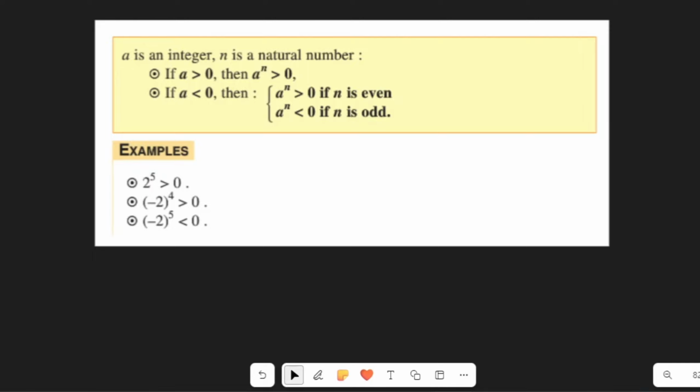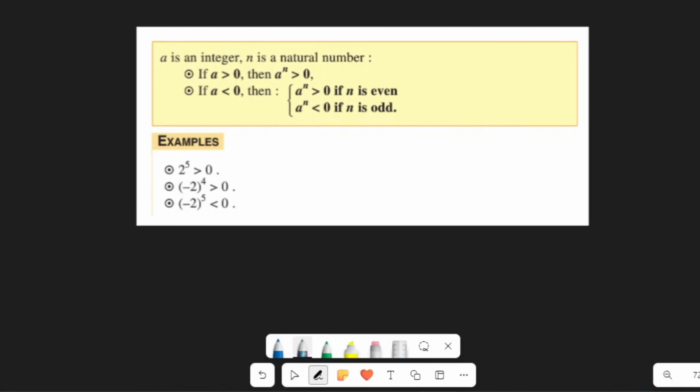Finally, let's look at negative 2 to the power 5. First, look at the base, negative 2. Negative 2 is less than 0. Then 5, which is the exponent, is an odd number. Therefore, negative 2 to the power 5 is going to be less than 0. So let's break down these examples to understand why this happens.